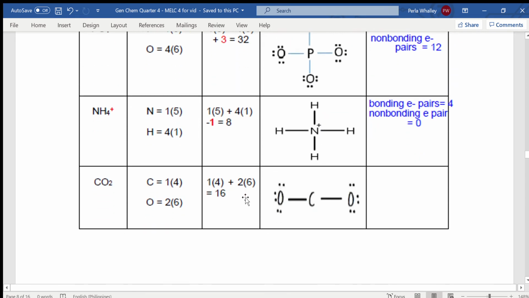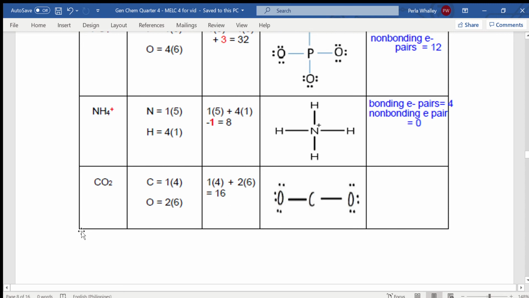For ammonia, so N will follow the octet rule. This is 2, 4, 6, 8. So it follows the octet rule. For hydrogen, it has 2. Each of them has 2. Okay, so bonding electron pairs, we have 4 times 2 is 8. Okay, total is 8. Non-bonding electron pair, 0.